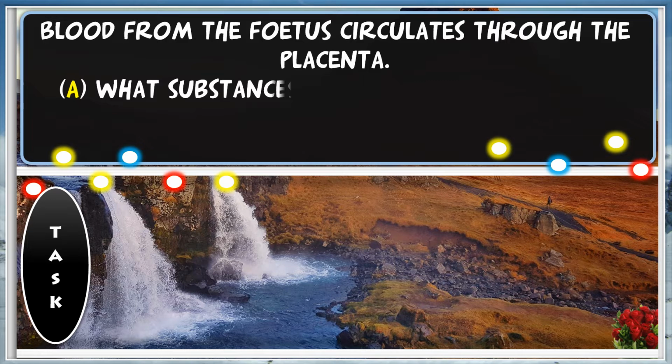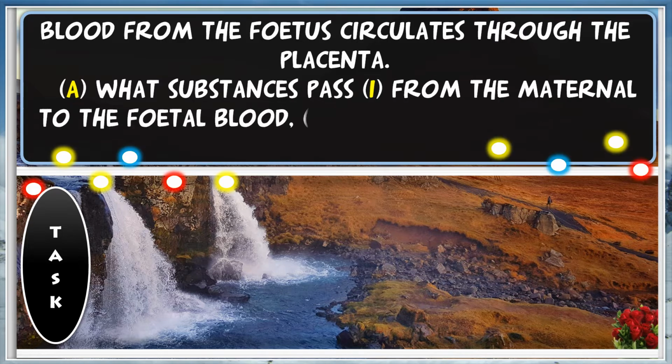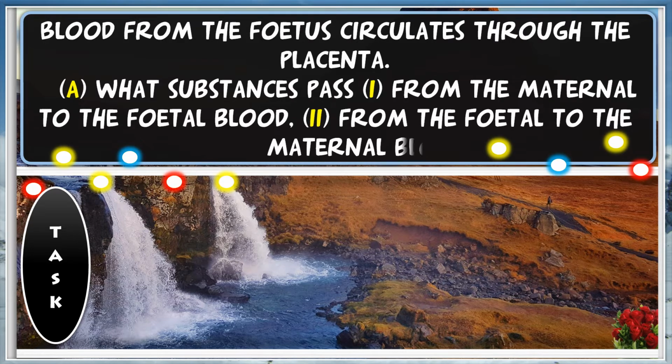Blood from the fetus circulates through the placenta. Part A. What substances pass, Roman number 1, from the maternal to the fetal blood? And Roman number 2, from the fetal to the maternal blood.